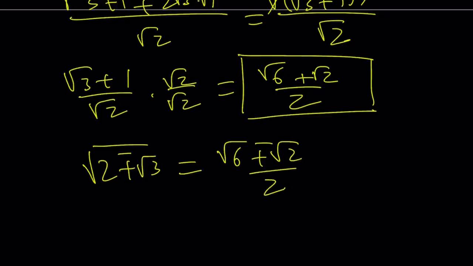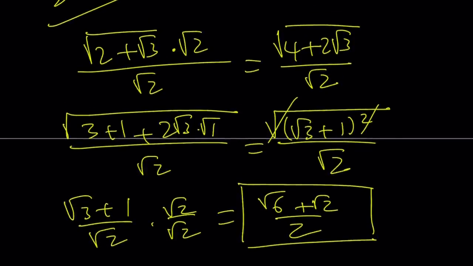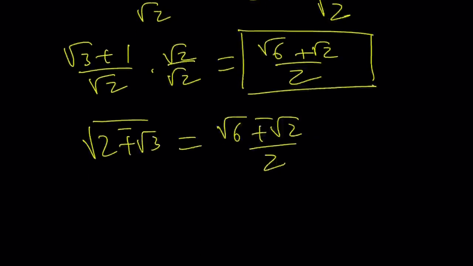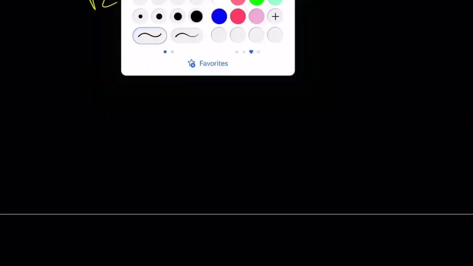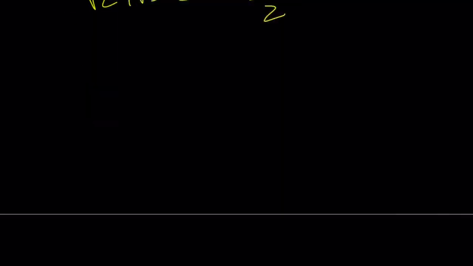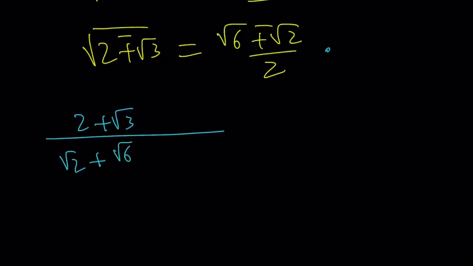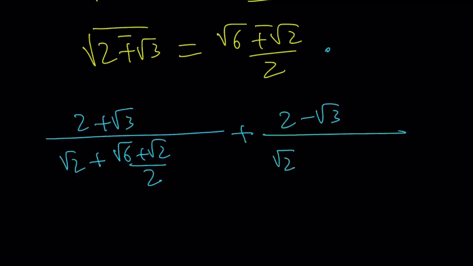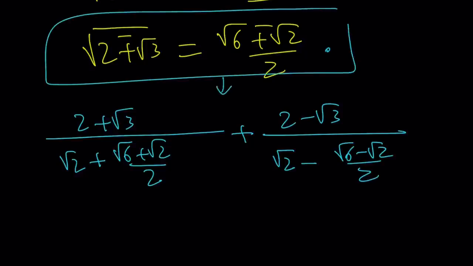We also have a formula which we recently talked about. You can also use it to simplify this expression. Now let's go ahead and plug it in and see what we get from here. All right, so in my expression, I have the following. 2 plus root 3 divided by square root of 2 plus the positive version of this one, so it's going to be root 6 plus root 2 over 2. And the second one is 2 minus root 3 divided by square root of 2 minus root 6 minus root 2 over 2. So what I found here, I'm basically substituting them in this expression.